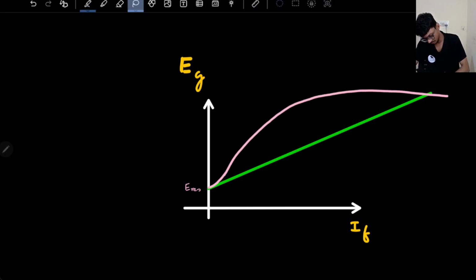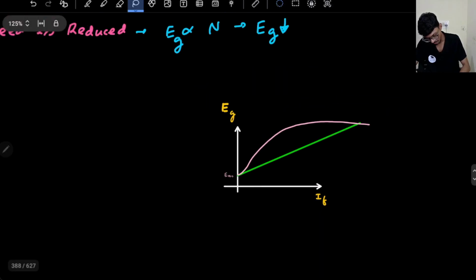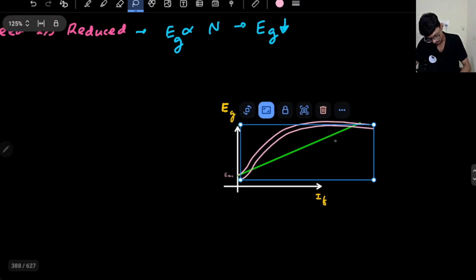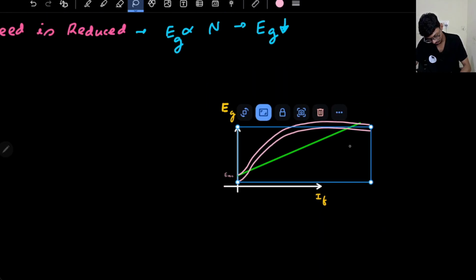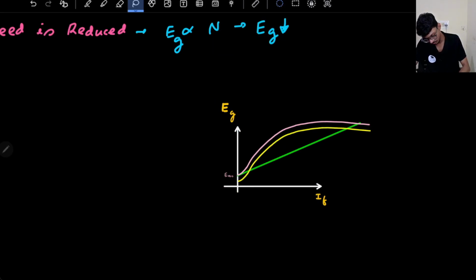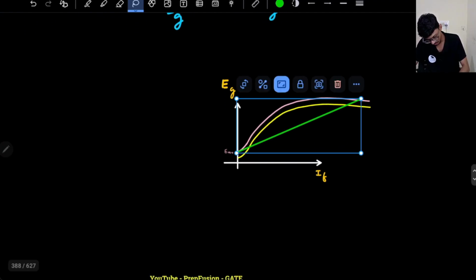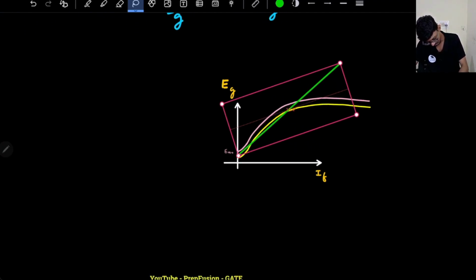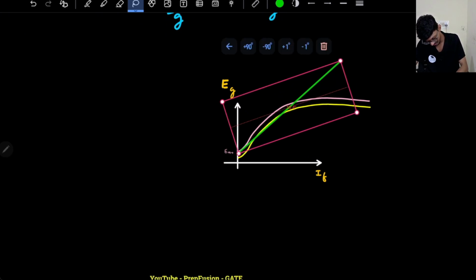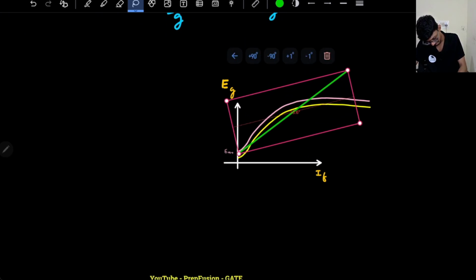The graph is somewhat like this. So if I can group it, let me group it. Okay, so now basically I'm changing the speed, I'm lowering the speed, what will happen? This EG graph will shift down, right? So this will shift down, this will shift down, and after a certain stage, let me make it more slopey, because that will be easier for me to explain. Yeah, like this is fine.